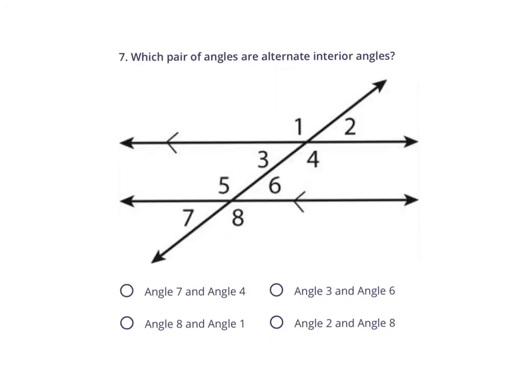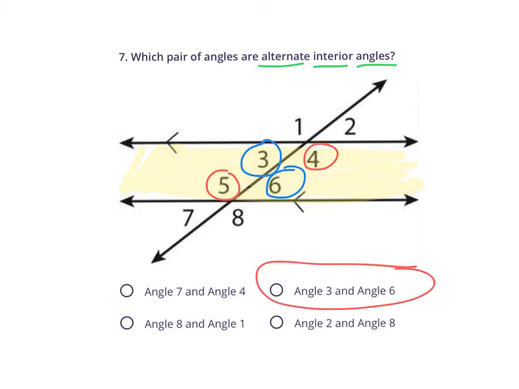And a final one that I wanted to go over is which pair of angles are alternate interior angles? The key word here is interior. So that's inside the right angles. So I'm highlighting that. So inside, and they alternate. So let's look at some options. So 3 and 6 alternate the transversal, and 4 and 5 alternate the transversal. So we would have to go with this choice right here. 3 and 6 are alternate interior angles.